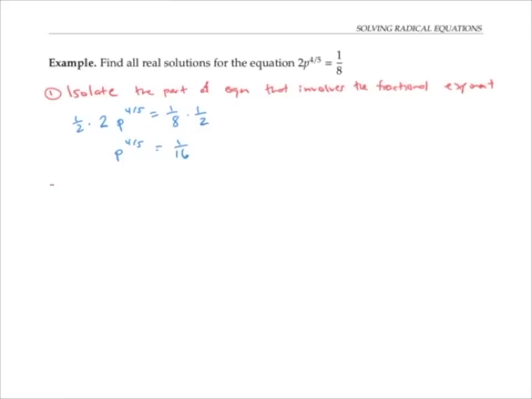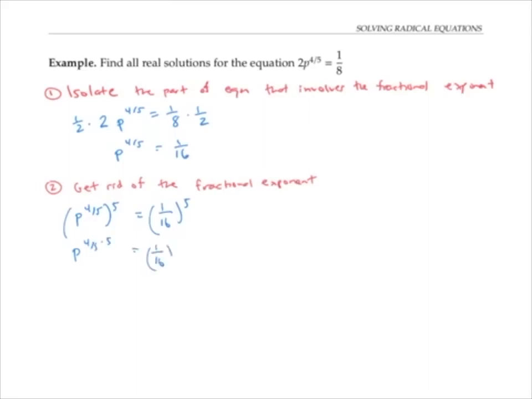Now, in the previous example, the next step was to get rid of the radical. In this example, we're going to get rid of the fractional exponent. And I'm going to actually do this in 2 stages. First, I'm going to raise both sides to the 5th power. That's because when I take an exponent to an exponent, I multiply my exponents, and so that becomes just p to the 4th equals 1/16 to the 5th power.